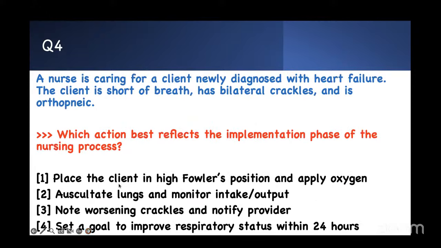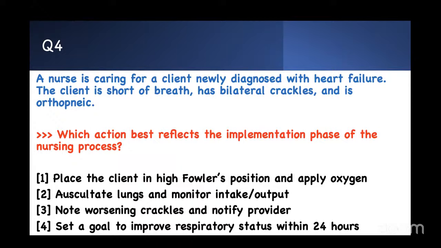A nurse is caring for a client newly diagnosed with heart failure. The client is short of breath, has bilateral crackles and orthopnea, right? This is consistent with heart failure. Which action best reflects the implementation phase of the nursing process? It's a straightforward question. It's a bunch of words, but this is key.